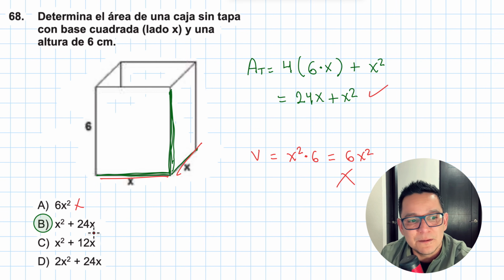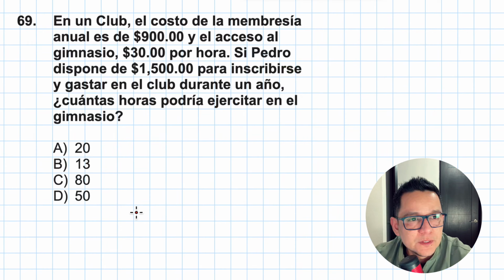This is right. Right? All right, let's move on to exercise 69. In a club, the annual membership fee is 900 pesos, and access to the gym is 30 pesos per hour. If Pedro has 1,500 to sign up and spend at the club during a year, how many hours will he be able to work out at the gym?